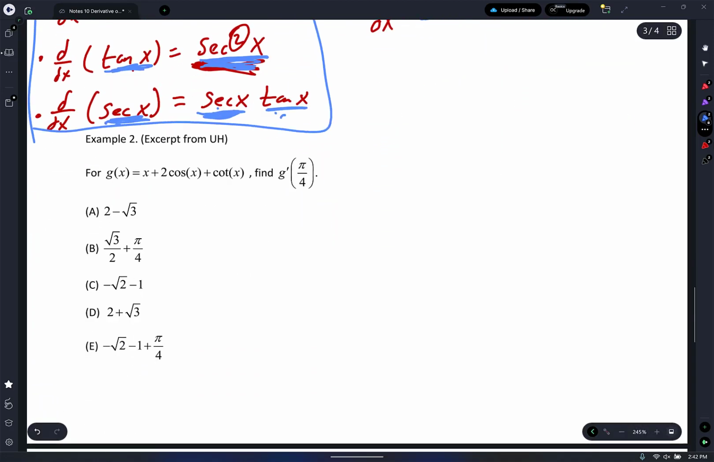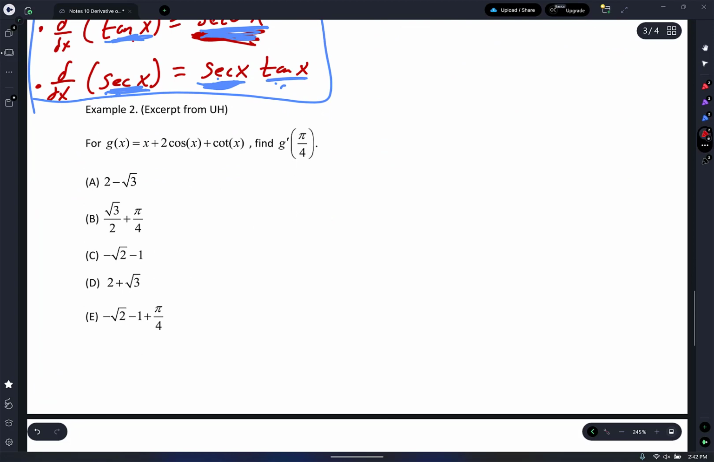All right, so check it out. Look at this. This is coming from UH, and I'm going to go slow. I want the derivative of that. G prime of x equals, what's the derivative of x? Oh, man, we forgot. 1, just 1.